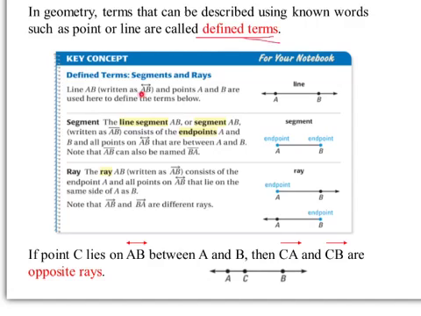Line AB, written as AB with a line over it, and points A and B are used here to define the terms below. First, we have a segment. The line segment AB, or segment AB, written as AB with just a line with no arrowheads over it, consists of the endpoints A and B, and all points on line AB that are between A and B. So here I have line AB with point A and point B. Line segment AB is just endpoint to endpoint. Notice it does not have arrowheads because that is not a segment.